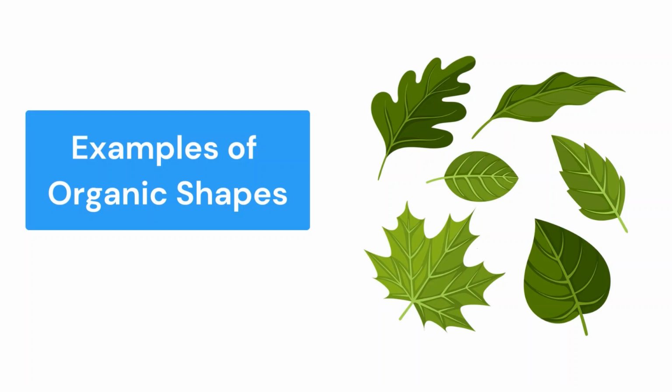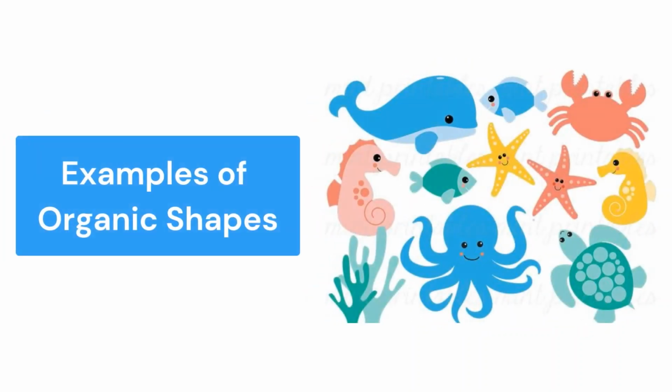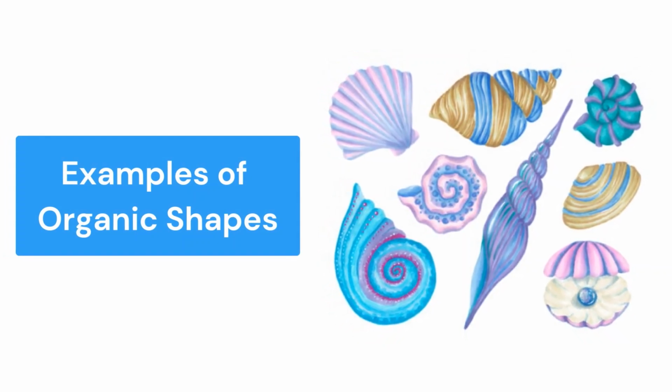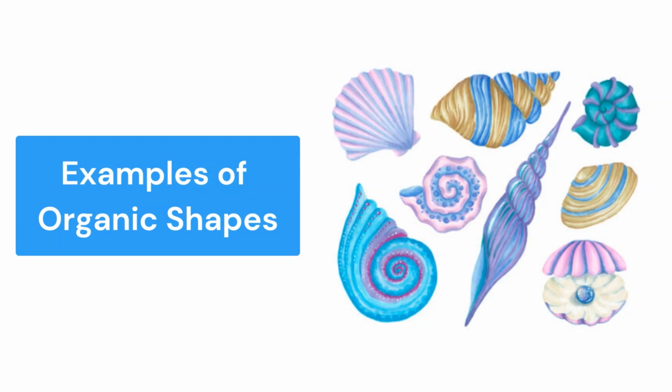Okay? So let's have now the examples of organic shapes. First are the leaves. The leaves are of the same kind, but they have different kinds of shapes. Because remember, organic shapes are irregular. They are free form. Next are the sea creatures. These sea creatures are of the same kind as well, but they have different kinds of shapes. And lastly, the shells. So they are all shells, but they have different shapes. Okay, that's why they are also examples of organic shapes.